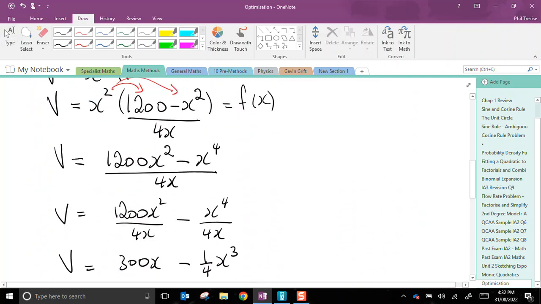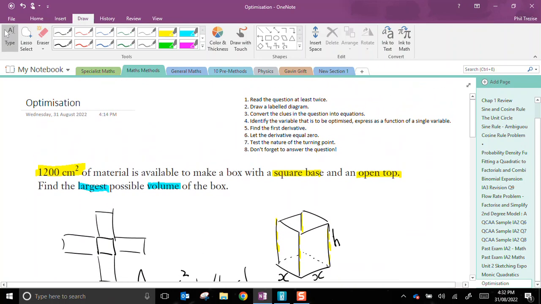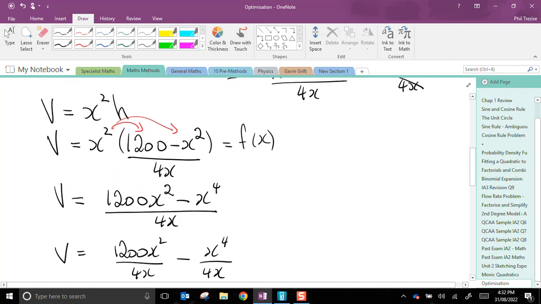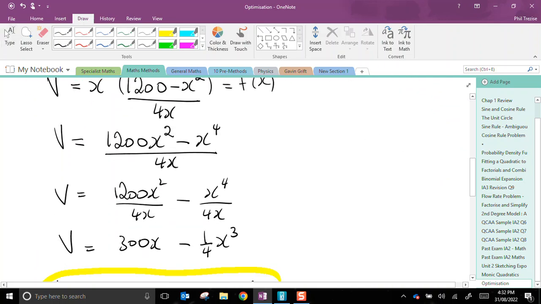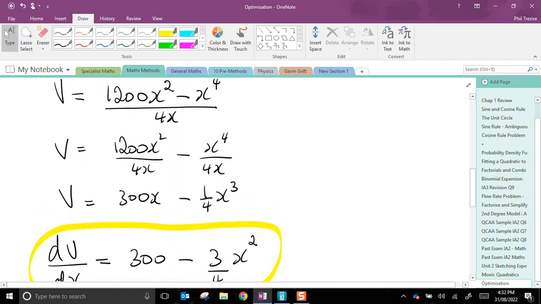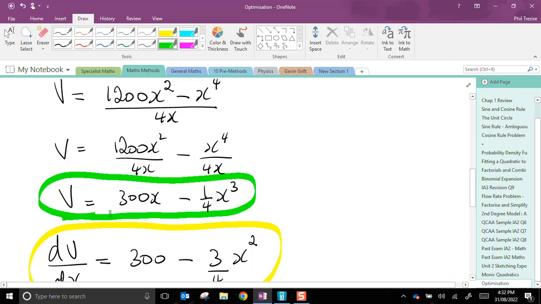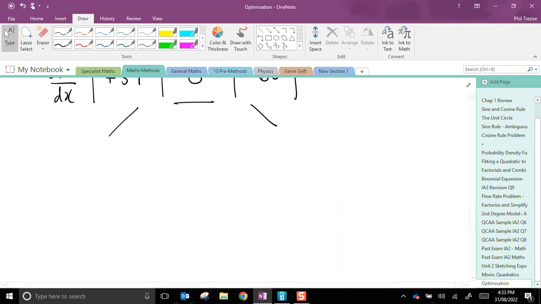Now let's go back to our checklist. We tested the nature of the turning point, verified it's a maximum. Have we actually answered the question yet? Have I calculated the volume of the box? No, I haven't. I need to use, where's my lovely formula for volume? Here it is. I need to use this formula to calculate volume, but now I know to put x equal to 20, don't I? So I will have to come all the way down here.